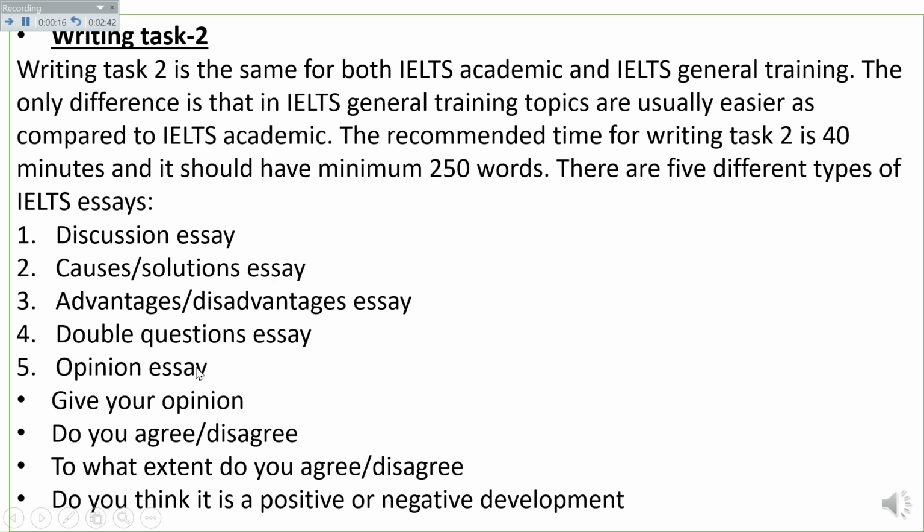The opinion essay also has 4 different types: give your opinion, do you agree or disagree, and the third one is to what extent do you agree or disagree. In this essay, we have to tell the extent, to what limit we agree or disagree. To what extent means whether we completely agree or somewhat agree. Thus, we need the extent. And the fourth opinion essay: do you think this is a positive or negative development? This is also an opinion essay. So there are basically 8 different types of essays. We will have to write one essay, and we will see only one essay in the IELTS exam.